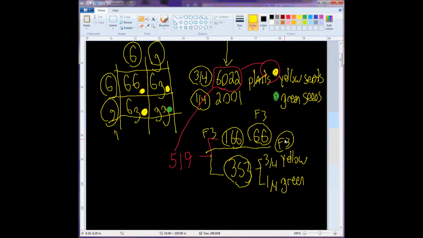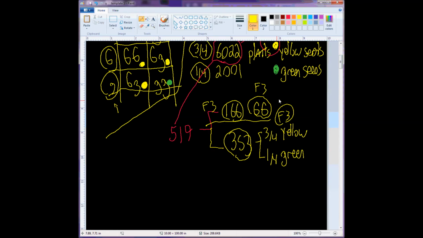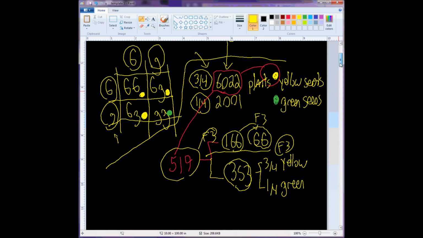The question is to explain the results by diagramming the crosses. Okay, so we've already done this part. We already diagrammed the 3/4 to 1/4 F2 generation. So how come 166 of them, when they were crossed to themselves, each one of those plants only produced progeny with yellow seeds? Because they were homozygous for 2 big Gs. And that makes sense. And the same thing for these down here.